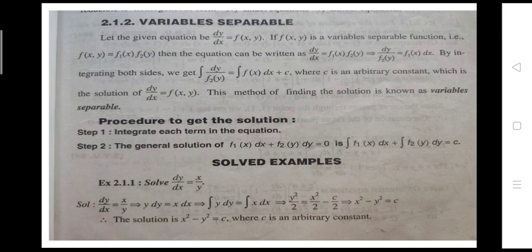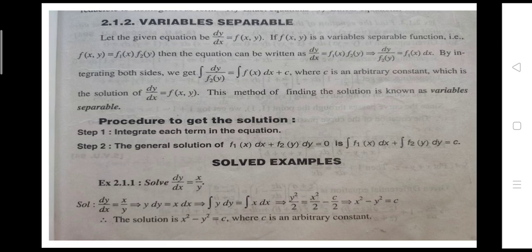Now write the procedure to get the solution. Step 1, integrate each term in the equation. Step 2, the general solution of f1x dx plus f2y dy is equal to 0 is integral of f1x dx plus integral of f2y dy is equal to c.